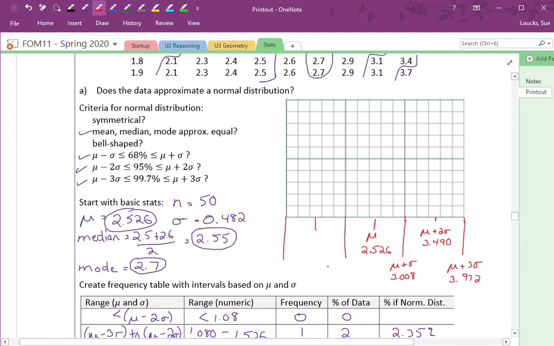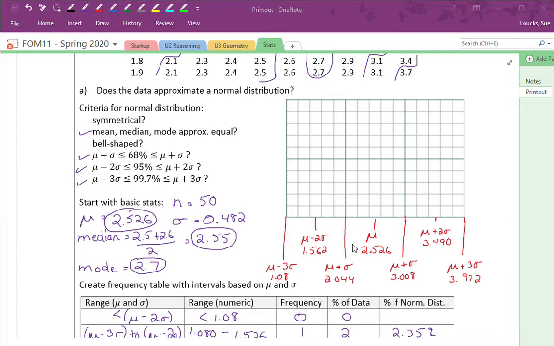It does not like me drawing that. It thinks I'm drawing a circle. Mu minus sigma, which is 2.044, and mu minus 2 sigma, which is 1.562, and mu minus 3 sigma, 1.08. And we didn't have any outside of that range, so we don't have to worry about that.